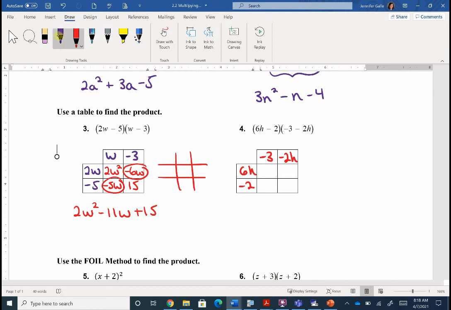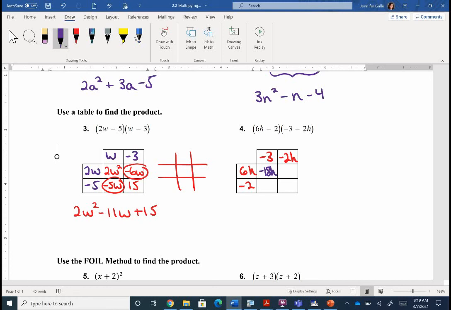Now I know this one's a little bit different because we don't start with an h squared. You can only multiply together what's there. That first box, I have a 6h and a negative 3. So all I get is a negative 18h. I don't have an h squared. When you multiply, be careful. It might not always be the first term ends up being something squared. It depends on the order of the binomial pieces.